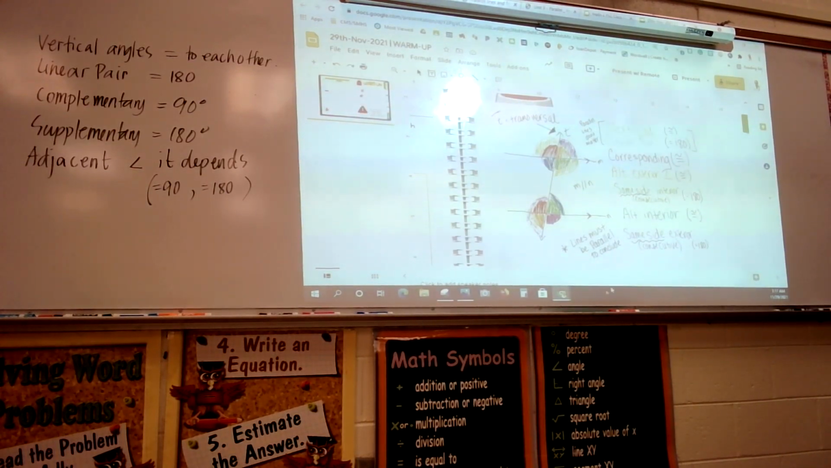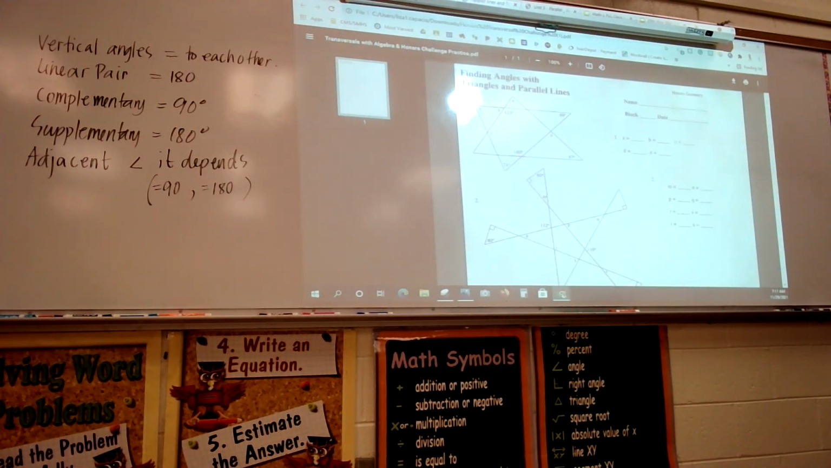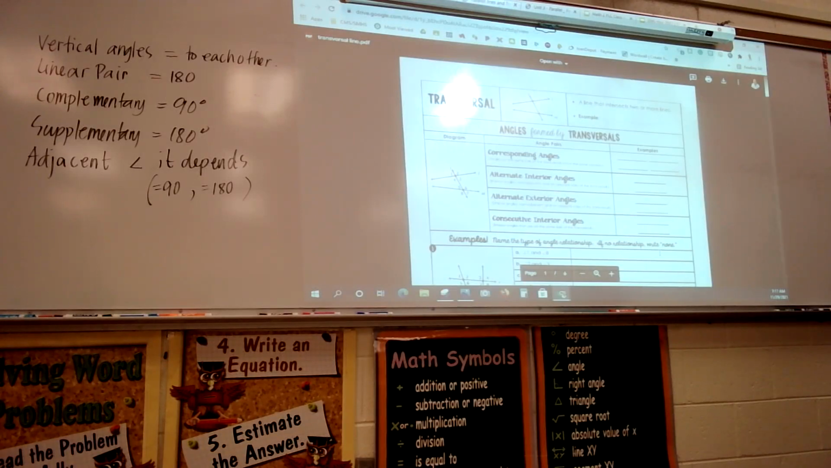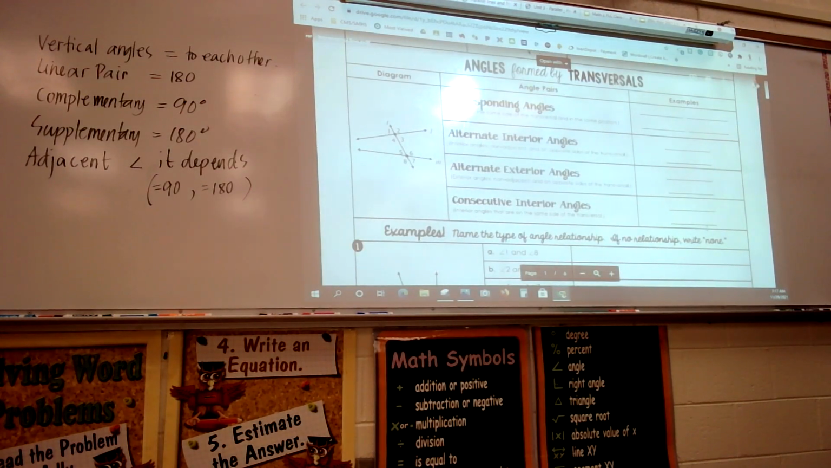Now, you have it already, so I'll just go. No, this is not your first part. Which one is your first part? Is this your first part? Yes. Okay, so this is your first part. Go do this first. Okay, so angles formed by a transversal.